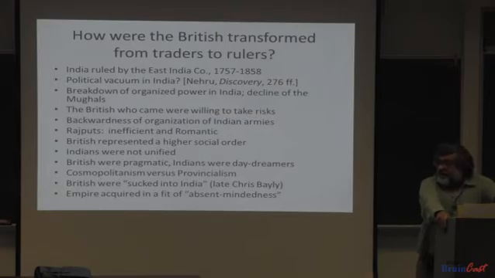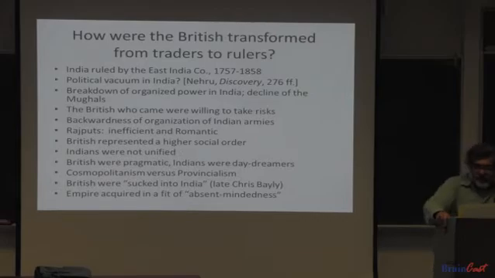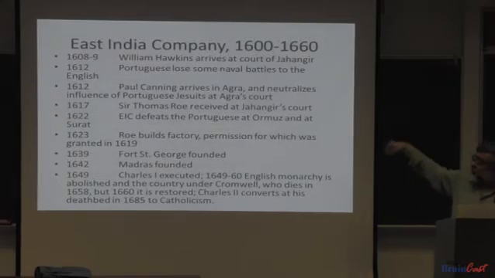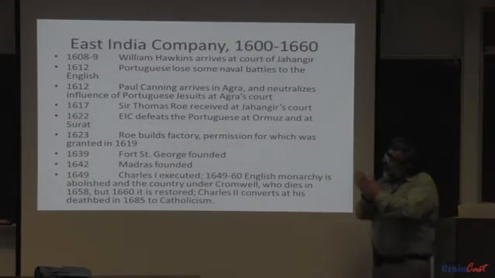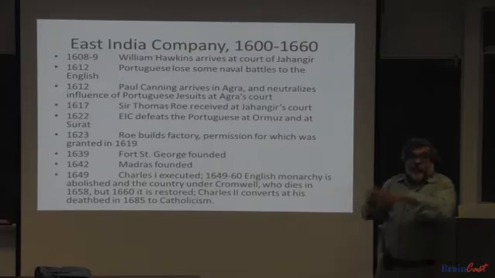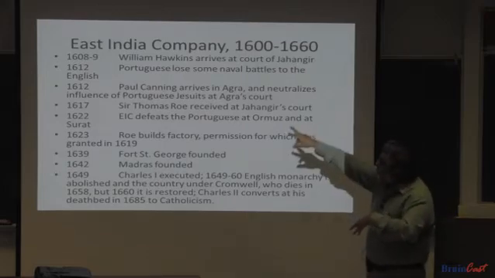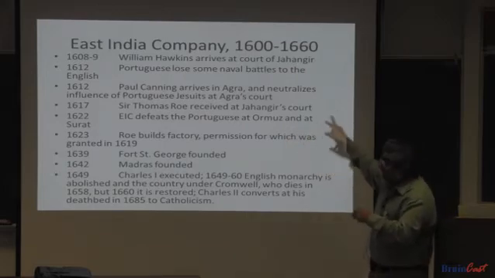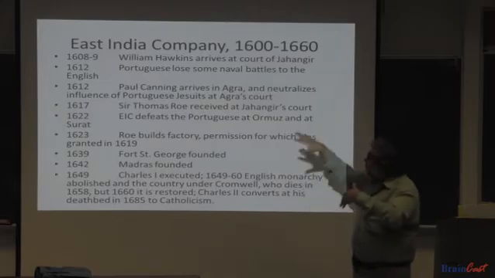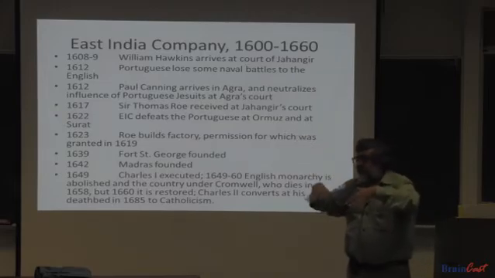Now, when the British traders came, they obviously had to get the permission of the Mughal Emperor to trade. The Mughal Emperor at this point in time is Jahangir. So there's a man called William Hawkins who's going to arrive. If you look at this brief chronology, he's going to arrive at the court of Jahangir. The Portuguese are still around, but if you notice 1612, the Portuguese lose some naval battles to the English, so they're already on their way down, if I may put it this way.